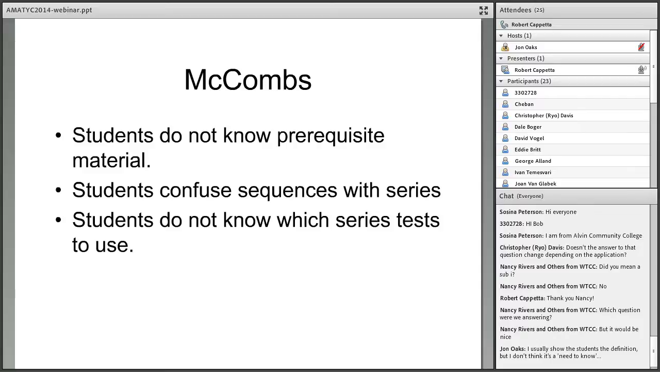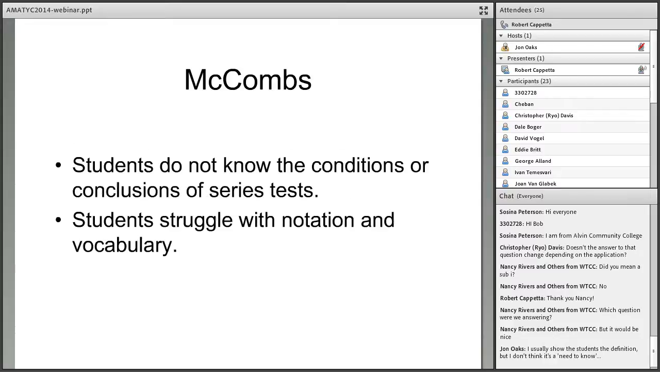Paul's second conclusion is something I have found as well. Students confuse the notion of what is a sequence and what is a series. Terms are used to mean the same sorts of things. And students don't know which series test to use. So if you're asking students to determine if a series converges, they have great difficulty in determining which procedure to try to use. He said the students do not know the conditions or conclusions of those tests. Again, I think I've seen that in my work. And he concludes that students struggle with notation and vocabulary, as we saw before with sequences and series.